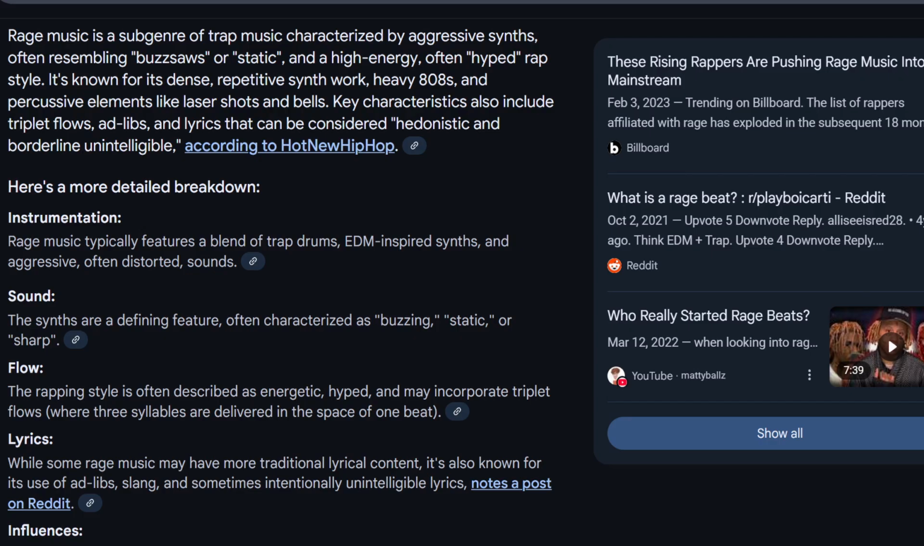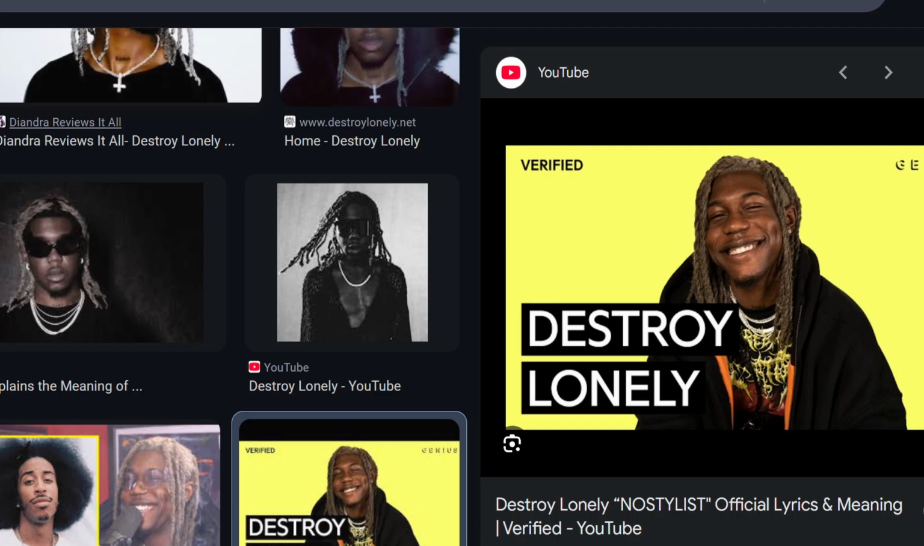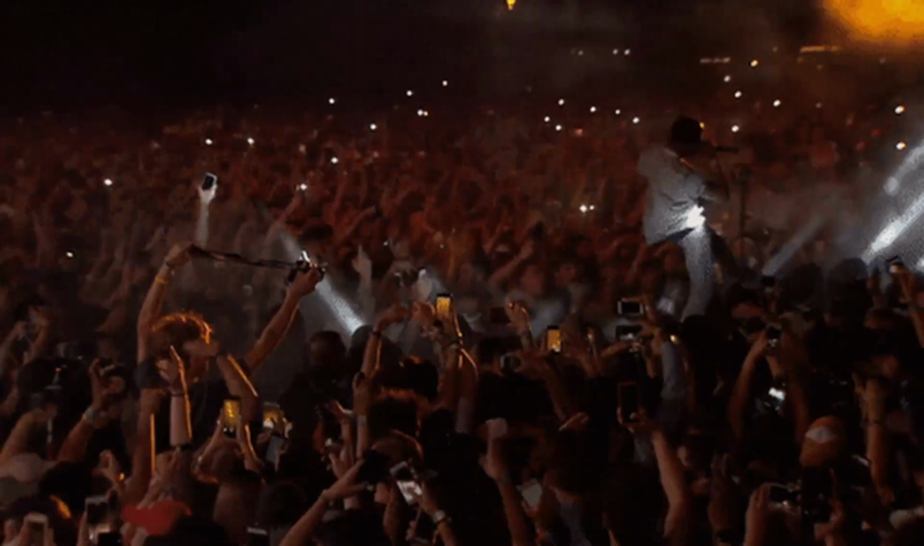What is rage music? Rage music is a subgenre of hip-hop characterized by aggressive, often confrontational lyrics, heavy 808s, and distinctive synths, particularly those with a buzzing or distorted sound. It's often associated with youthful, internet-driven culture and a willingness to push boundaries within a genre. Popular artists such as Yeat, Playboi Carti, Destroy Lonely, and Ken Carson all have similar sounds when it comes to rage hip-hop music. Now that we get the idea of rage music, let's jump right into the beat.